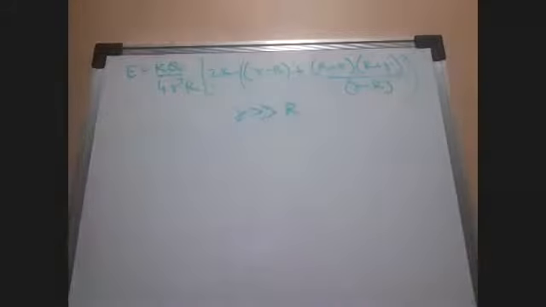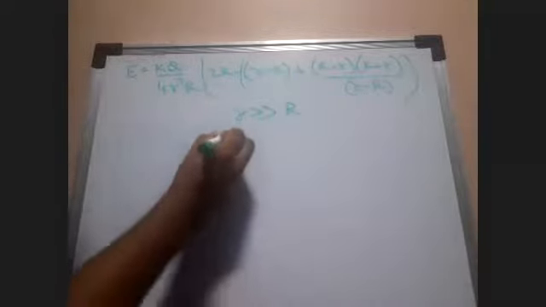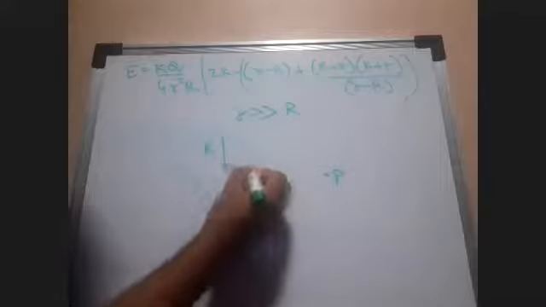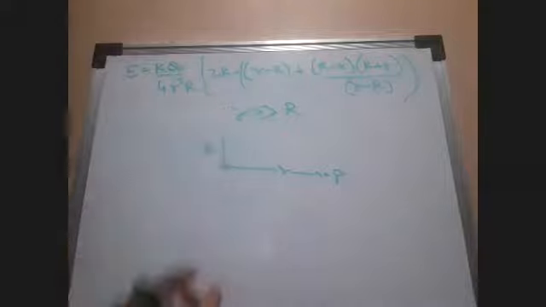The second case is when small r is greater than capital R, which simply means that point P is very far away from the hollow sphere, at a distance much greater than the radius of the sphere itself. Diagrammatically, this is capital R, and the distance between the point P and the center of the sphere is much greater. That's what it symbolizes. In that case, how can we rewrite the equation?